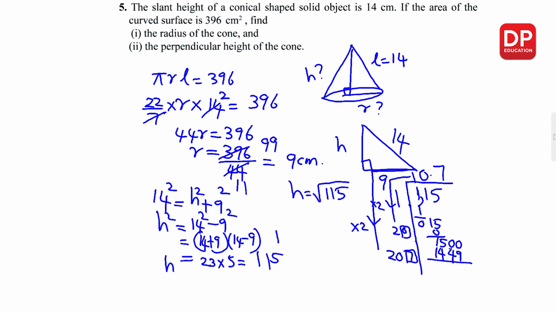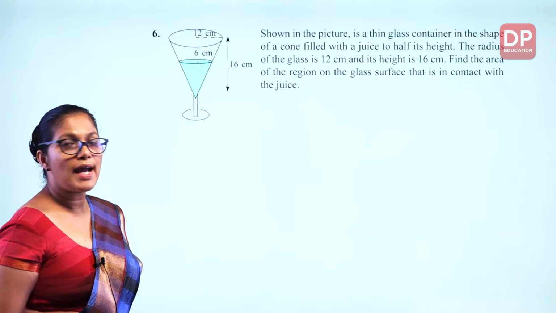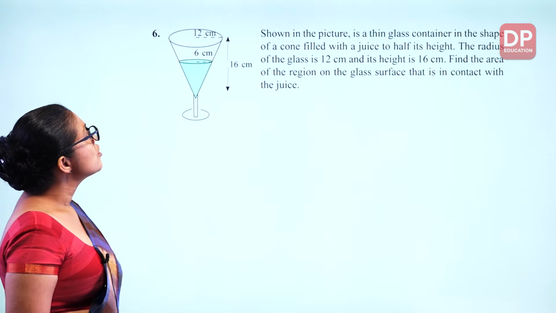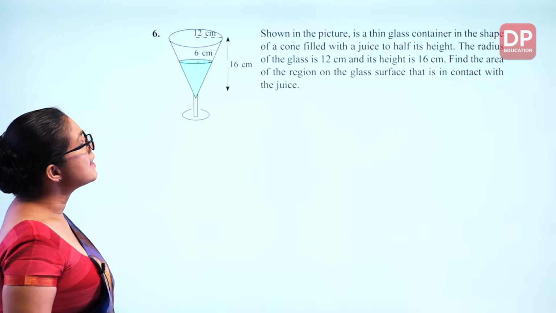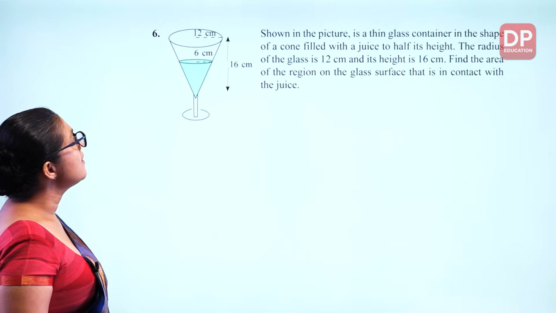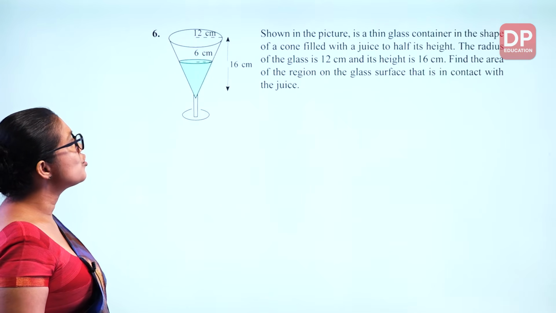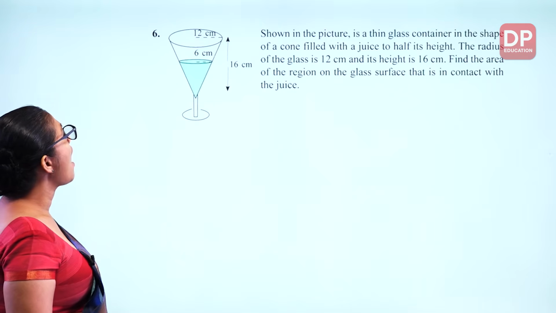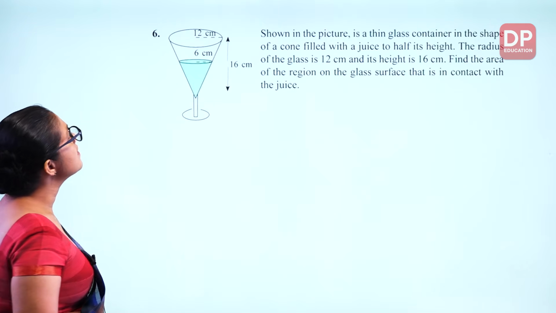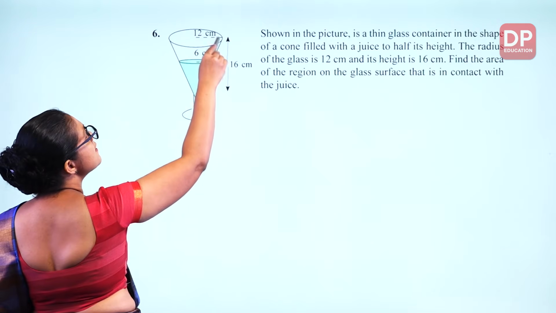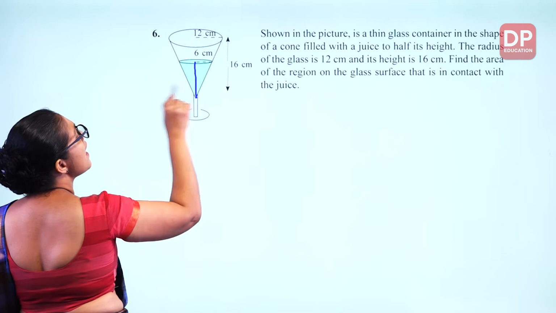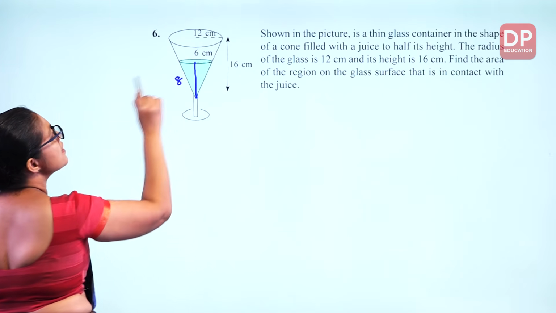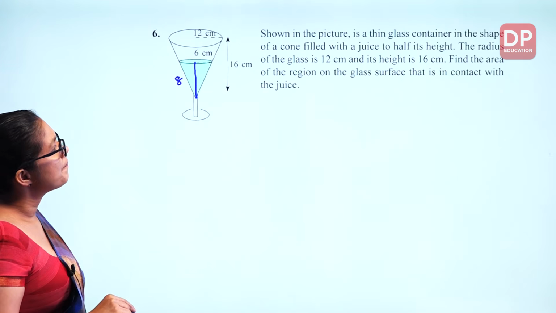Perpendicular height of this cone is 10.7 centimeters. Now we'll look at question number 6. Shown in the picture is a thin glass container in the shape of a cone filled with juice to half its height. Half its height means if this is 16, what should be this height? Half of it, 8 centimeters.